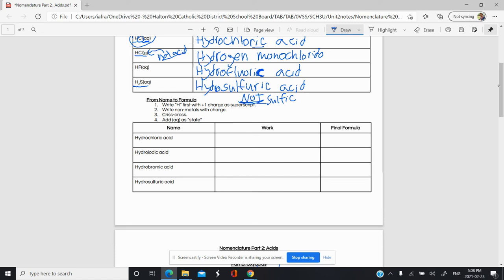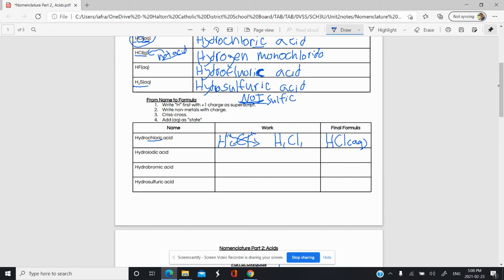So for hydrochloric acid, we have H, and it's in group 1, so we're going to put a charge of 1 plus. And then Cl, chloric, I know that because it's chloric here, Cl, and that's 1 minus. Crisscross, and we get H1Cl1, and we can clean that up to get HCl, and then we put AQ because we said it's the acid. You can pause the video and try the rest on your own, and then check your work after.